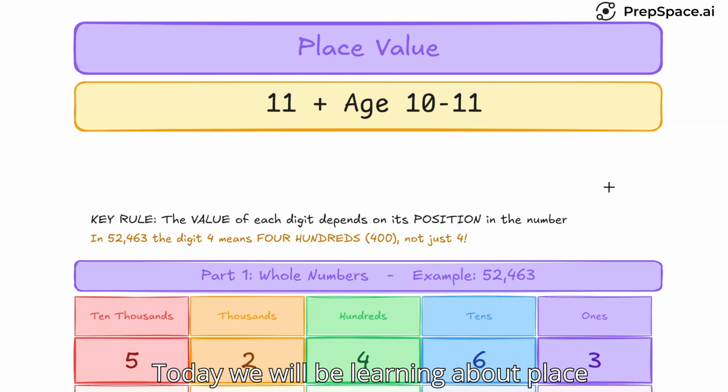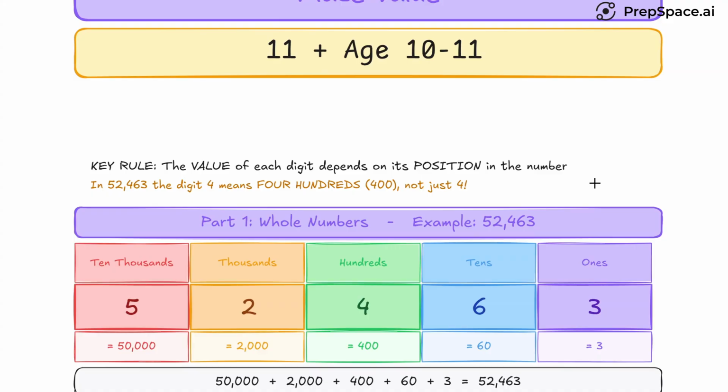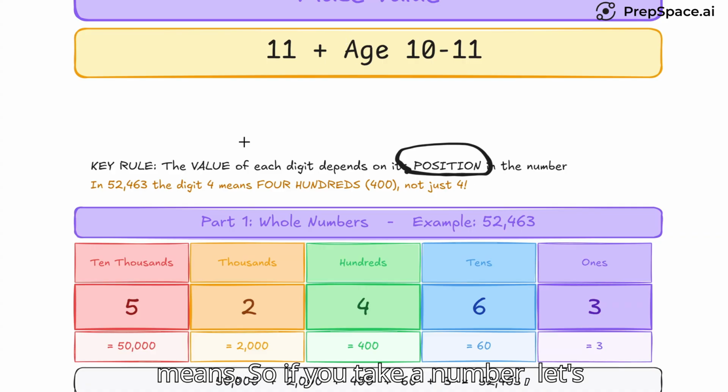Today we will be learning about place values for the 11 plus. So let's get started. The key rule when you are learning place value is identifying the value of each digit by its position in a number. So we are looking at its position. That is the key of what place value means.